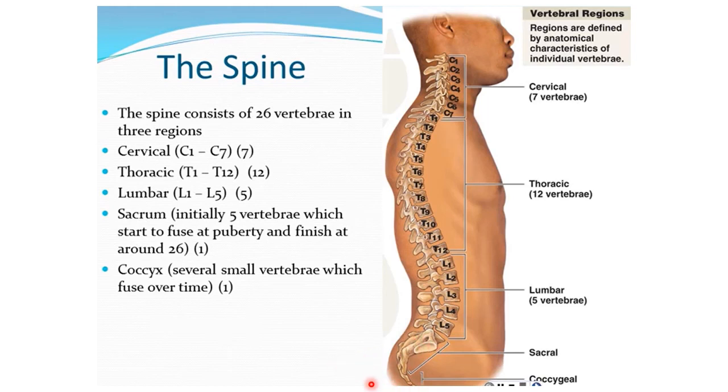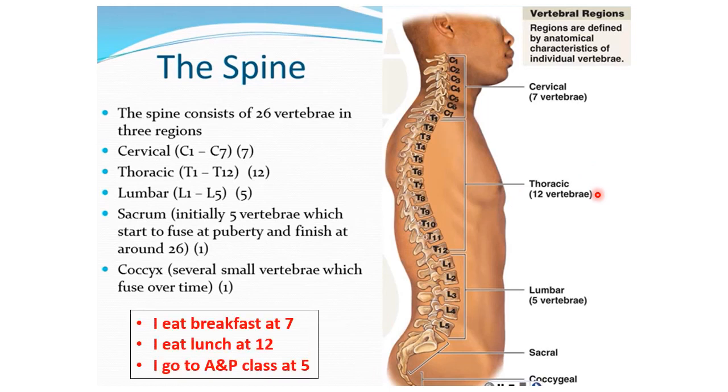How are you going to remember this? That is your mnemonic. I ate breakfast at 7, so that's your cervical. I ate lunch at 12, and I go to A&P class at 5. You're going to remember that? People who don't come to class, I guess they will not do very well on the test on this side, right? Well, the original mnemonic is I eat breakfast at 7, lunch at 12, and dinner at 5.